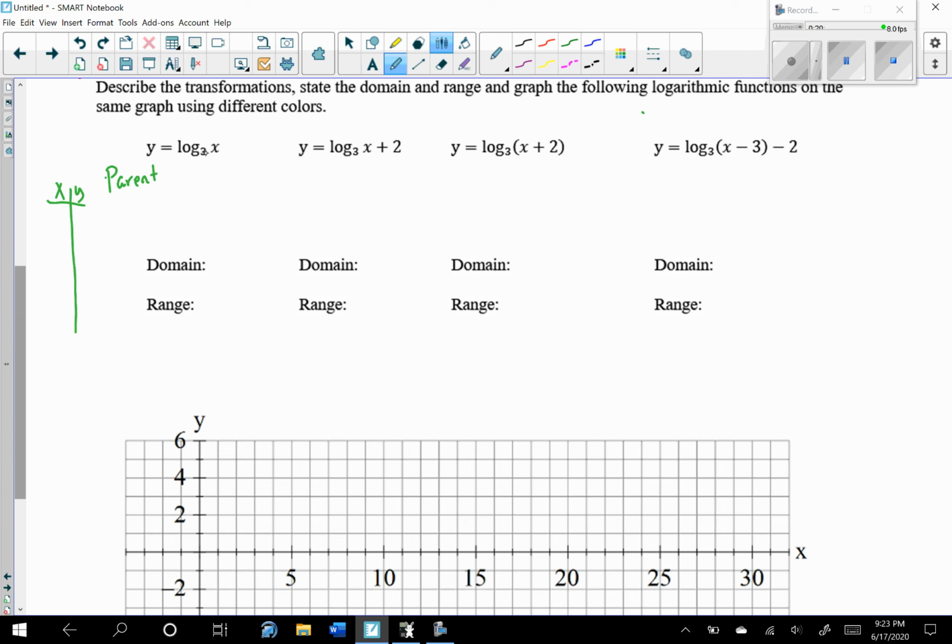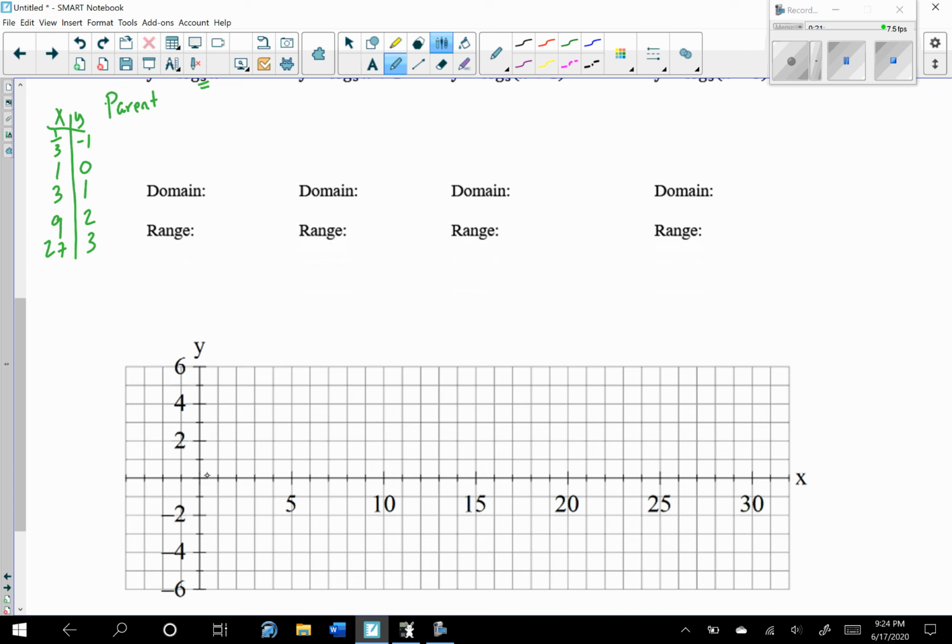So the base is 3, so I'm going to use 1/3, 1, 3, and then the next one would be 9, and then 27 was not going to be on here. Well, now it's on there, so 27. So this would be -1. Log base 3 of 1 is 0. Log base 3 of 3 is 1, 2, and 3. So on my graph, I would plot those 1/3, -1, 1, 0, 3, 1, 9, 2, and 27, 3.